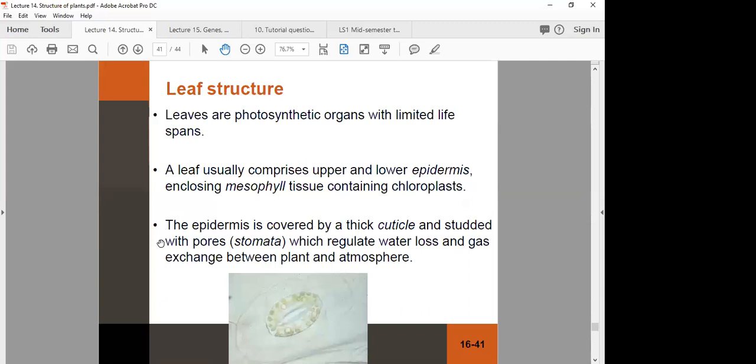The epidermis is also studded with these tiny pores called stomata. And stomata regulate water loss from the plant and enable gases to diffuse into the plant, into the leaves.